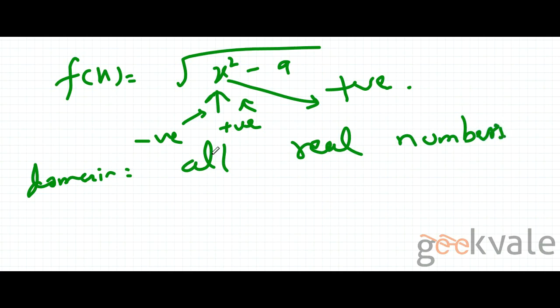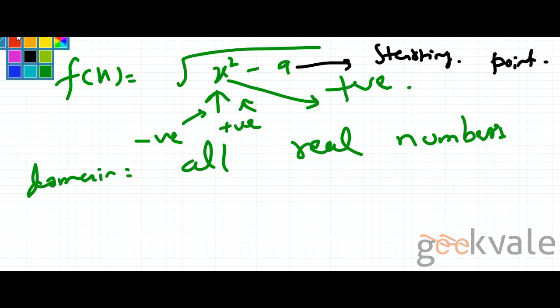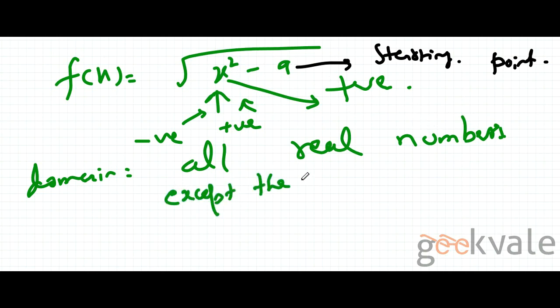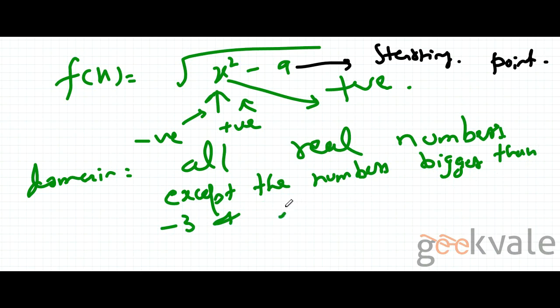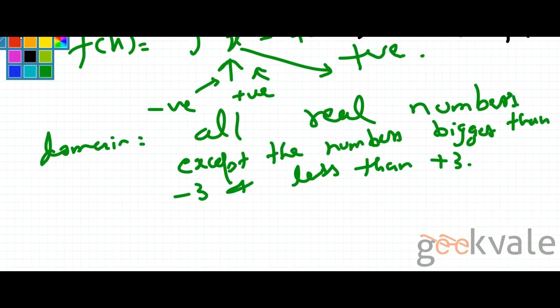If we look at that expression carefully, we will see that 9 over there as well. That 9 actually is what defines my starting point, right? The expression should be such that x squared will result in 9 exactly, because if x squared is less than 9, it will result in a negative answer, and the square root of a negative is not defined. So we have all real numbers except the numbers bigger than minus 3, that is minus 2, minus 1, 0, and less than plus 3, plus 1, plus 2, and all the numbers in between them, because we are talking about real numbers over here.